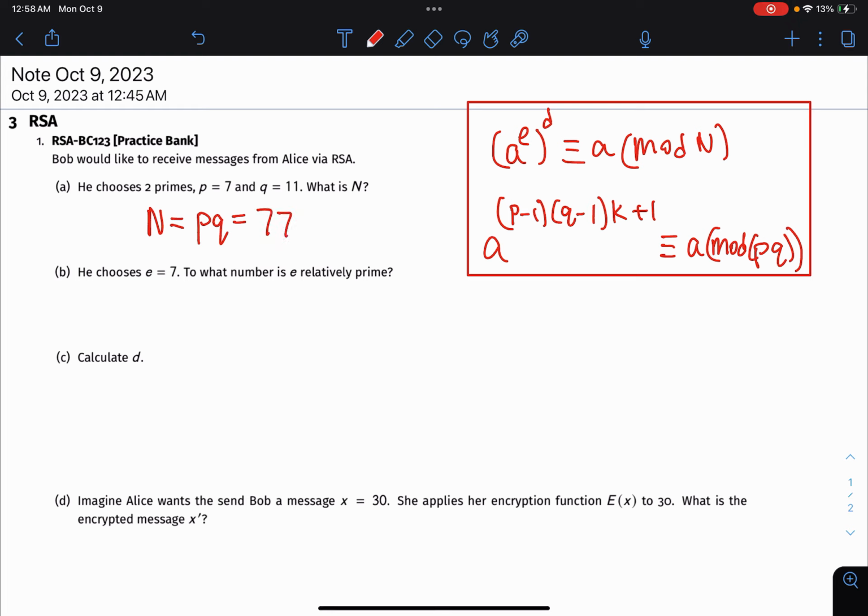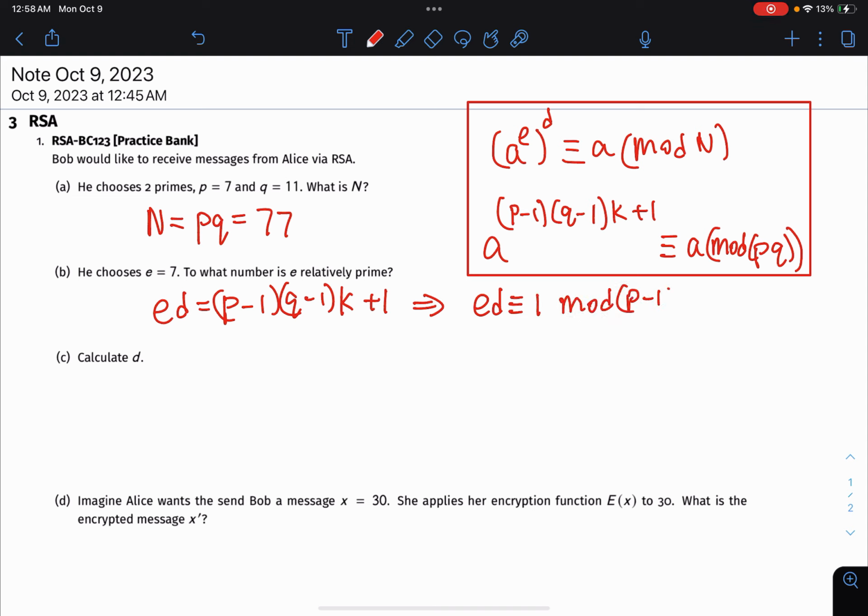Part B, he chooses E equals 7. To what number is E relatively prime? Let's see where E is. As you can see, E is up here, and that corresponds to this part of the equation. And because there's also a D up here, we know that ED has to equal P minus 1 times Q minus 1 times a certain constant K plus 1. This basically implies that ED is congruent to 1 mod P minus 1 Q minus 1.